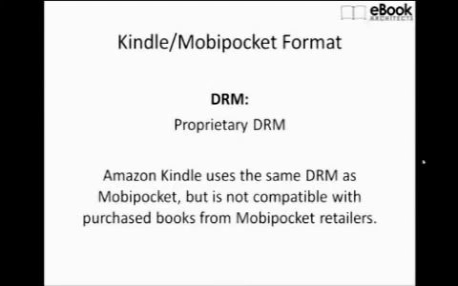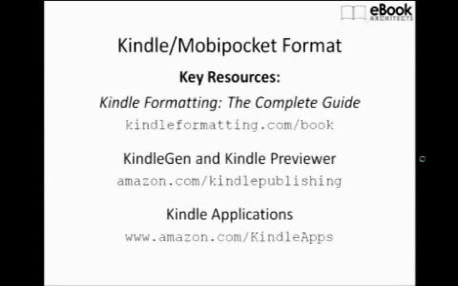The DRM on the Kindle platform is proprietary, and the Amazon Kindle, while it uses the same DRM as MobiPocket, the way it works isn't compatible with most books that are purchased from other retailers besides Amazon.com. So if you're buying a DRMed book from MobiPocket.com or Books on Board or something, you probably won't be able to put that onto your Kindle because Amazon wants you to buy the books directly from them.